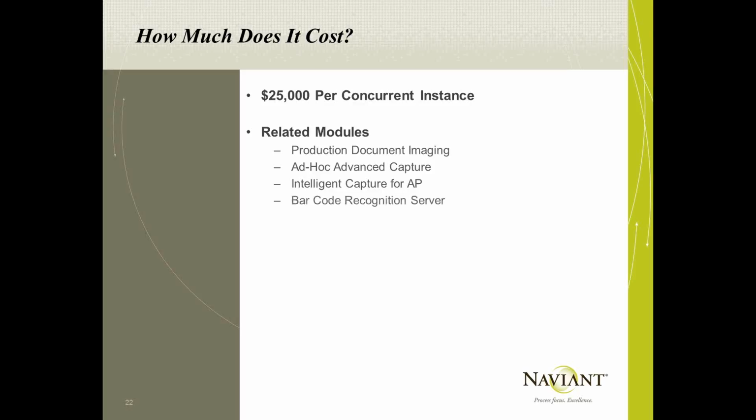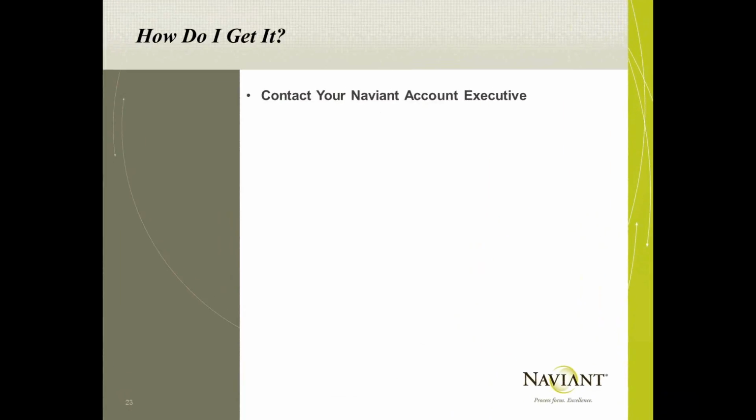And barcode recognition server may come into play here also if you are recognizing barcodes on those documents. I showed you very briefly that automated redaction of information after it was actually extracted on the document, so that's also a related module. So to get it, contact your Naviant account executive.